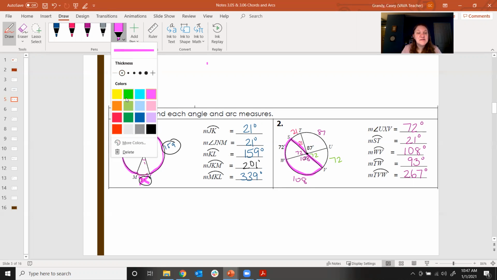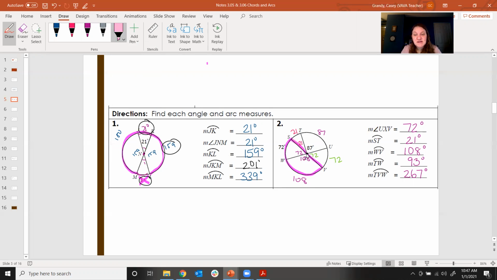And then I recognized that I have another semicircle. It's here, the other half. And the whole thing has to measure 180. I already knew this piece was 72 and this piece was 87. So I just subtracted those from 180 to find my missing piece as 21, which means that this angle is also 21. Now I have all of my central angles and all of the measures of my arcs, and I can fill in all of the missing information here.